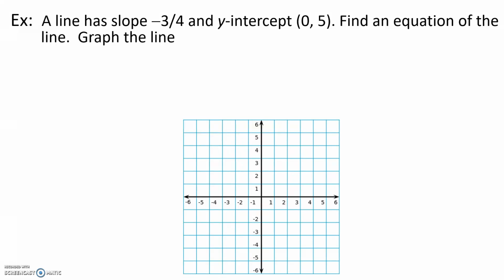A line has a slope of -3/4 and a y-intercept (0, 5). Find an equation of the line and graph the line. Now keep in mind that the equation of a line in slope-intercept form is y equals mx plus b. So if the line has a slope of -3/4, then the m value is -3 over 4. So y equals -3/4 x. The y-intercept is 5. So our line will have the equation y equals -3 over 4 x plus 5.